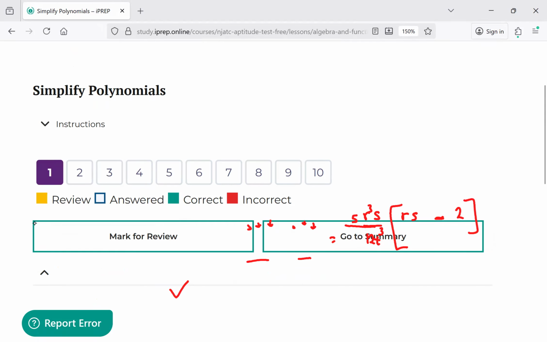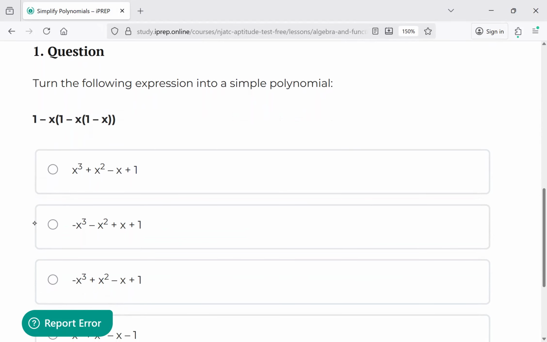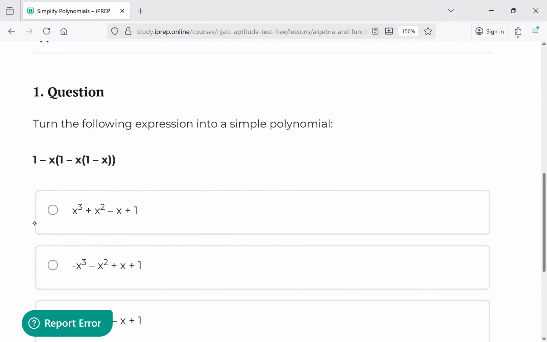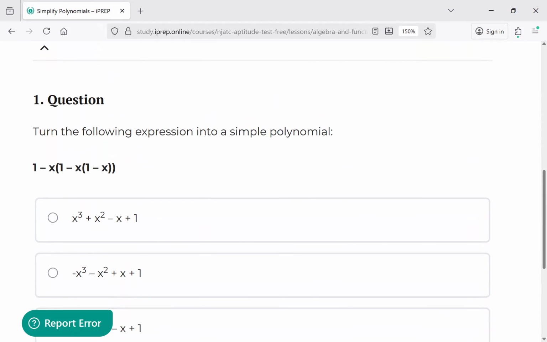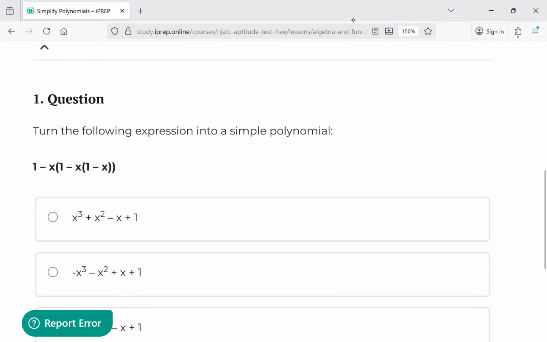Turn the following expression into a simple polynomial. Okay, so this one is kind of like going backwards. They got it in factor form, now they want it in standard form, right? So you've got to just FOIL it out and collect like terms. That's it. So yeah, we're going backwards.